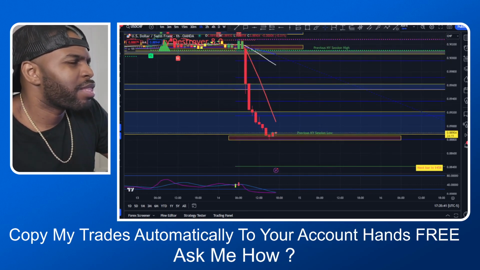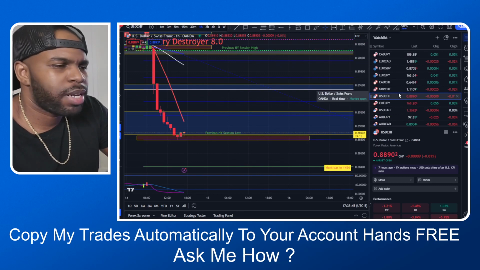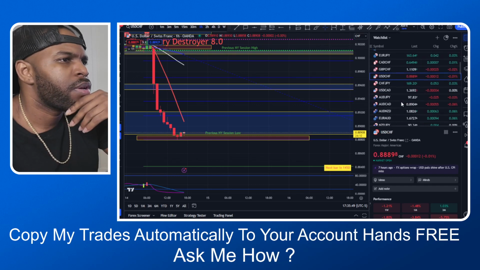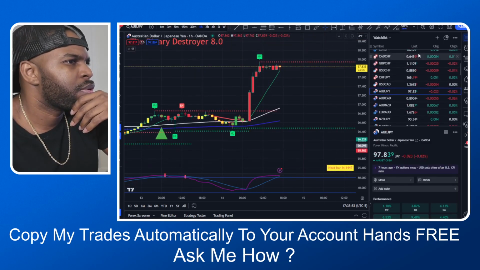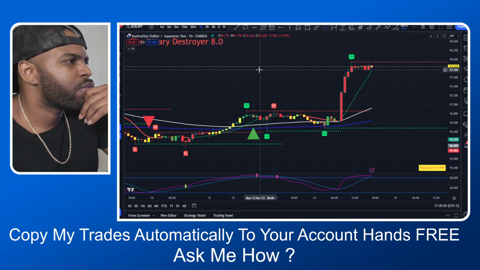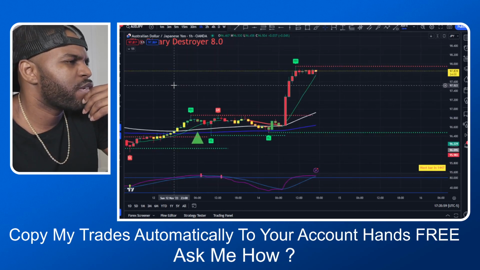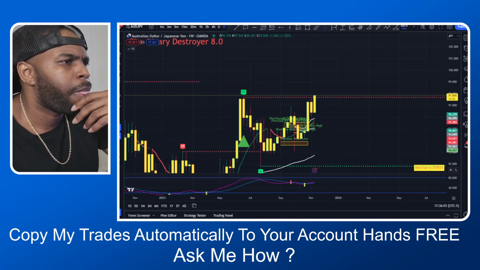So that's that. Let's look at another pair. I'm just trying to give you plenty of ideas on what can play out. JPY was the Australian dollar was just bullish today. All Australian dollars were just bullish. But let's look at the weekly, see what it's doing.